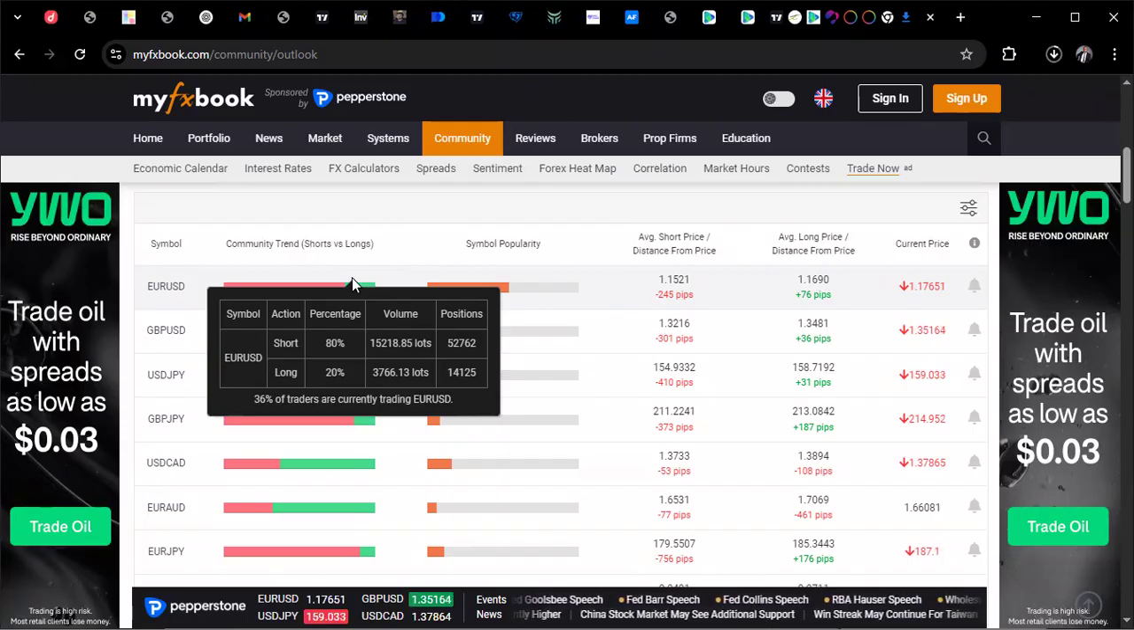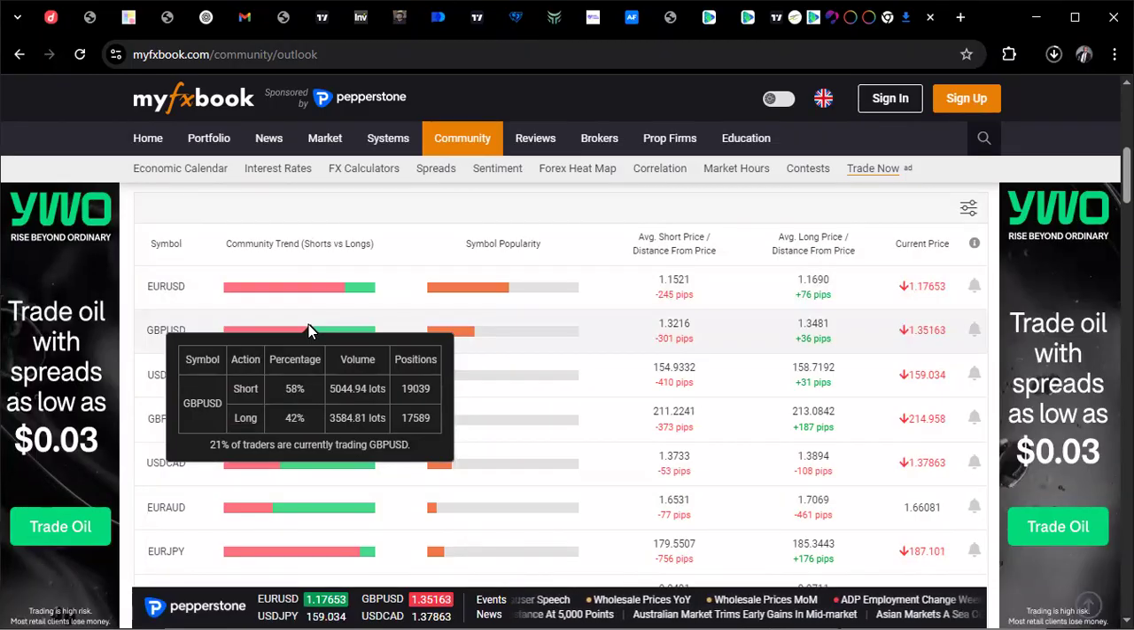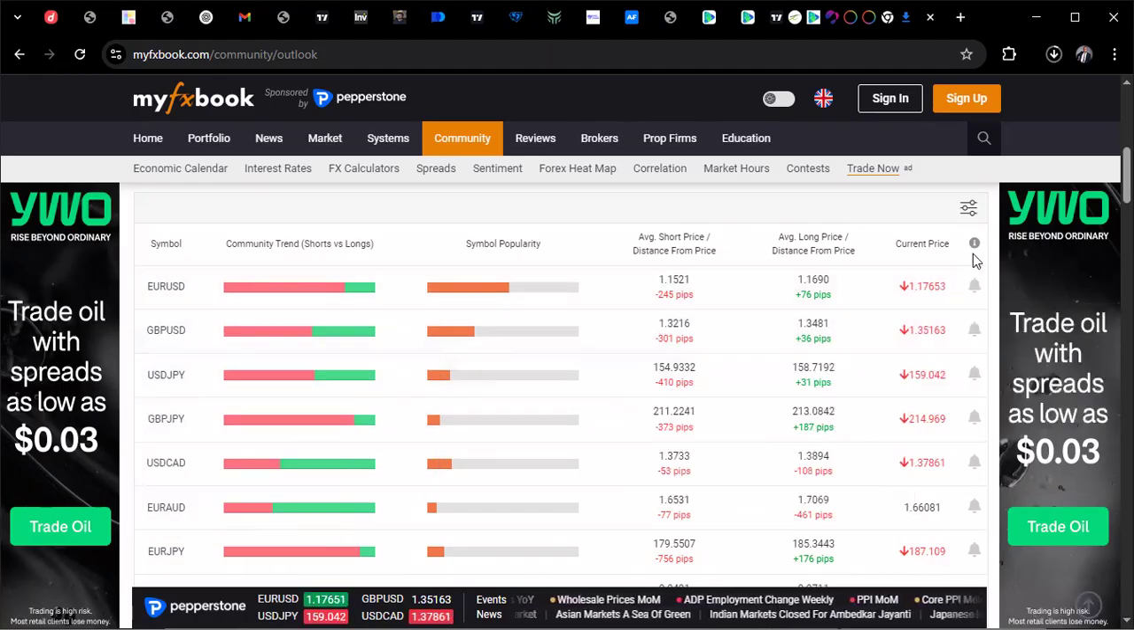Now, sentiments tend to move the market too, right? And to also shock you, just 36% of traders are currently trading Euro USD right now. Just 36%. Now imagine when the rest come on board. So this is another way to gauge the sentiment of the market. GBP USD, you can see the details here as well. You can go down to any pair basically.